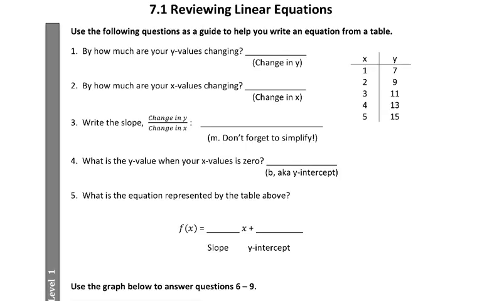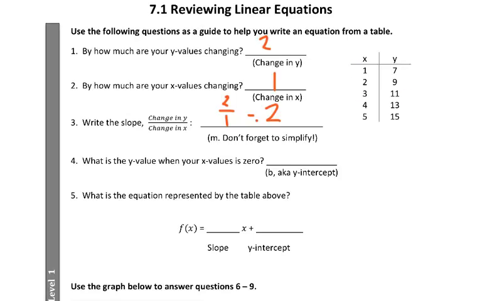So just to review a couple of things, by how much are your y values changing? That means that we would need to look over here in the y column and say how much they're changing by. They're going up by 2. By how much are our x values changing? Well, those ones are going up by 1. And so the slope of that function is going to be 2 over 1. And it says don't forget to simplify, so the slope is 2.